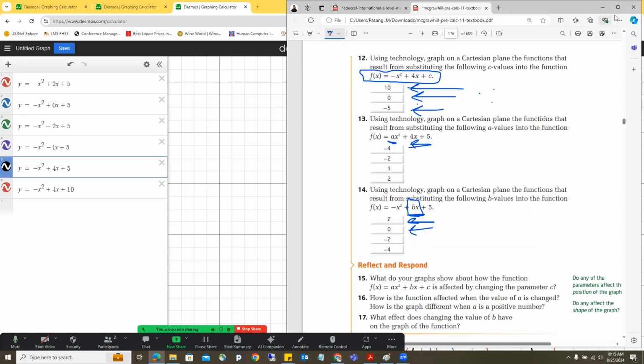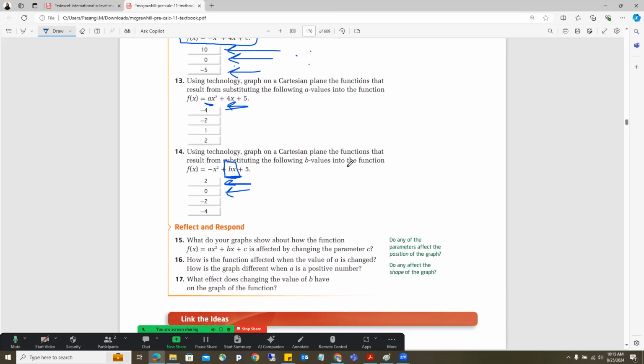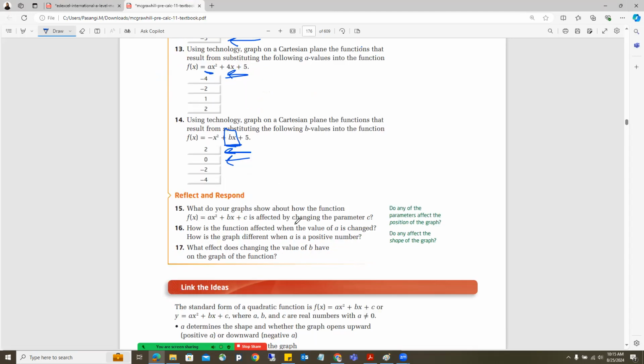Now reflect and respond. What do your graphs show about how the function f(x) equals ax squared plus bx plus c is affected by a change in the parameter c? What has happened here? If we change the constant c, the graph moves up or down. If c is a positive value, then it will shift up. If it's decreased, which means it's a negative value now, then it will move down.